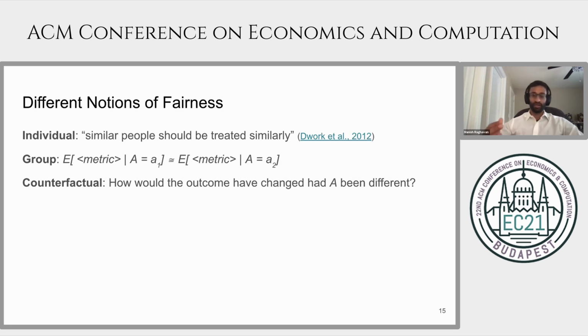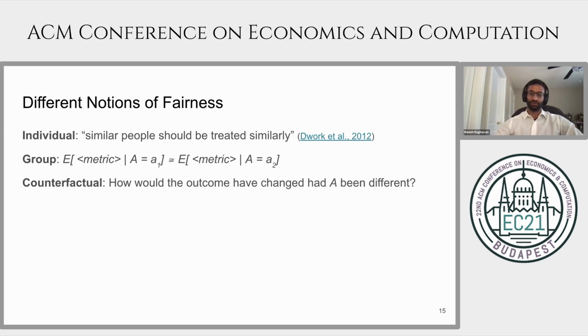Now, what do I mean by experience and how do I quantify that? I've been sort of vague on this slide and I just said, some metric in expectation should be equal for different groups. We'll go into a little bit of detail about how you might actually try to operationalize experience in that sense. And then the final thing that we'll look at will be counterfactual fairness.